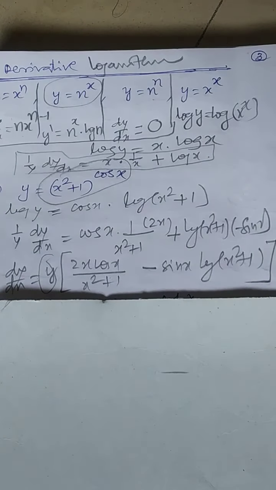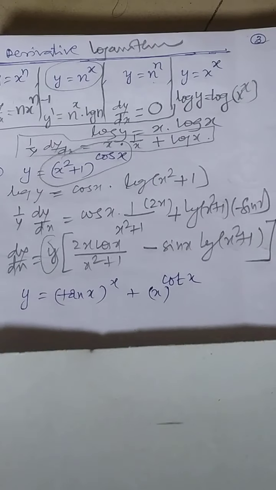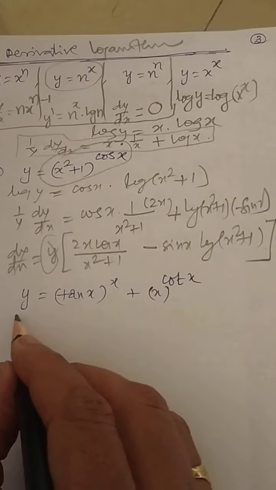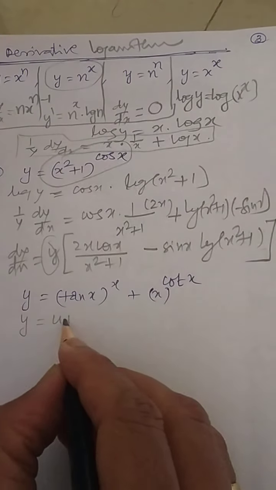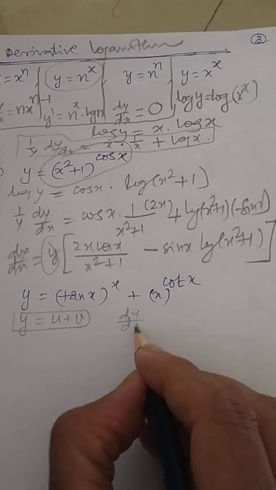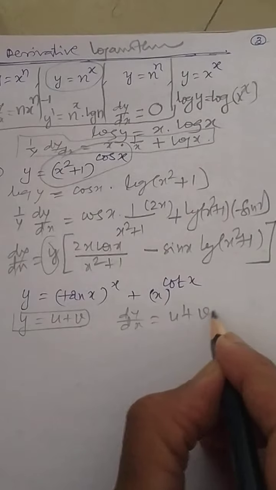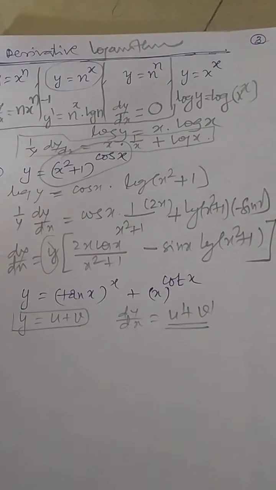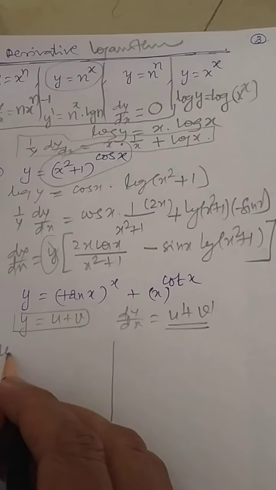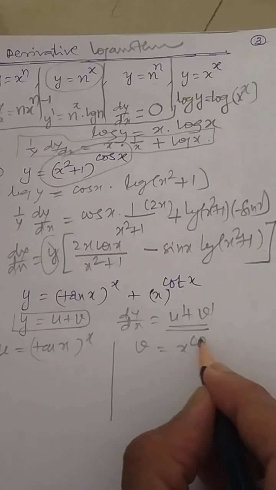Okay. Next question. Sometimes you will get questions where it is a combination of two terms. How do you answer such a type of question? It is the rule you have learned in class 11. If y is equal to u plus v, then you know that dy by dx is nothing but u dash plus v dash. So we'll try to get these two as separate questions. The first: u is equal to tan x raised to power x, v is equal to x raised to power cot x.